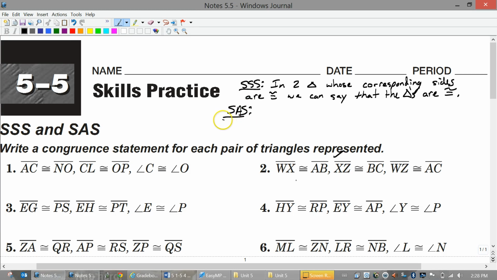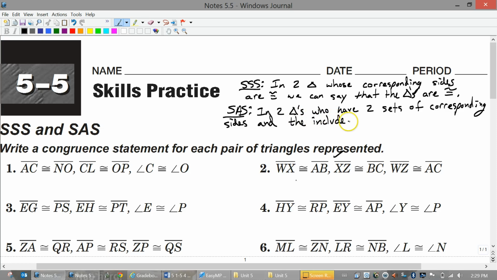Okay? We also did one yesterday, or we were supposed to do one yesterday. The second set of what we were doing was that if we're in 2 triangles who have 2 sets of corresponding sides and the included angle congruent, we can say that the triangles are congruent.